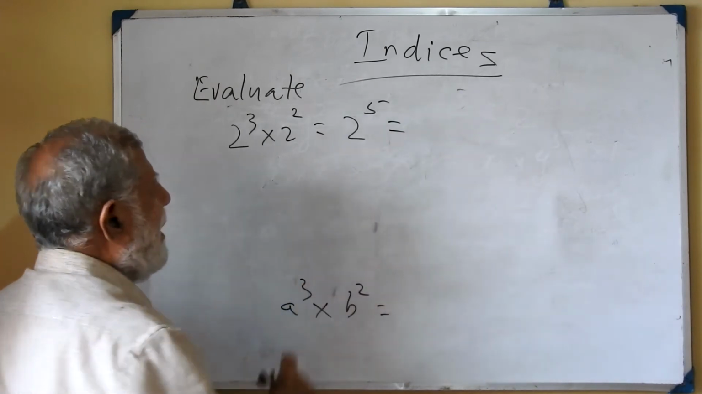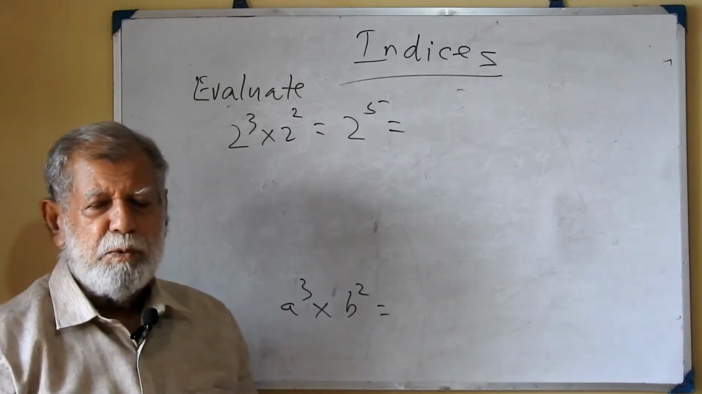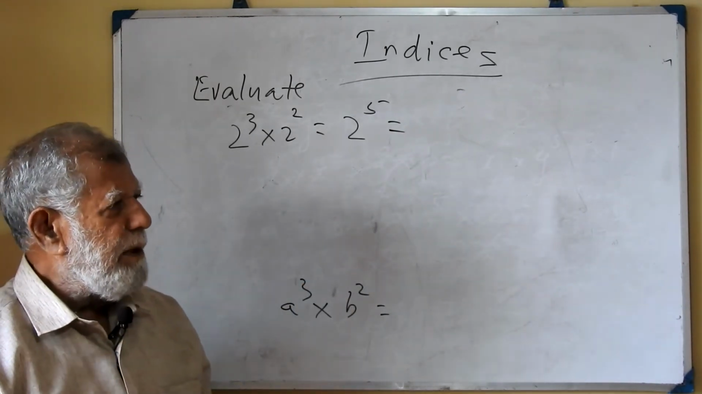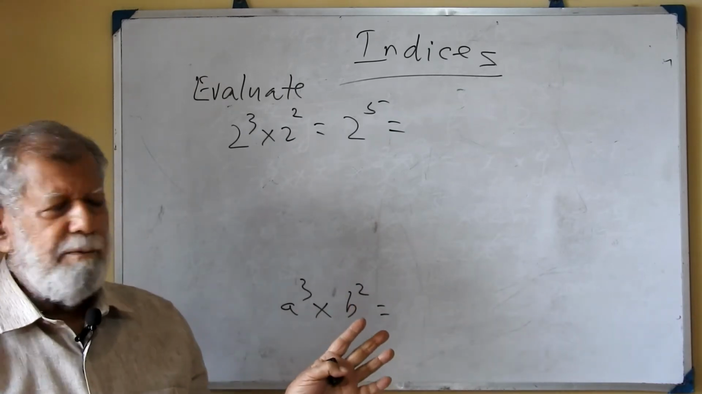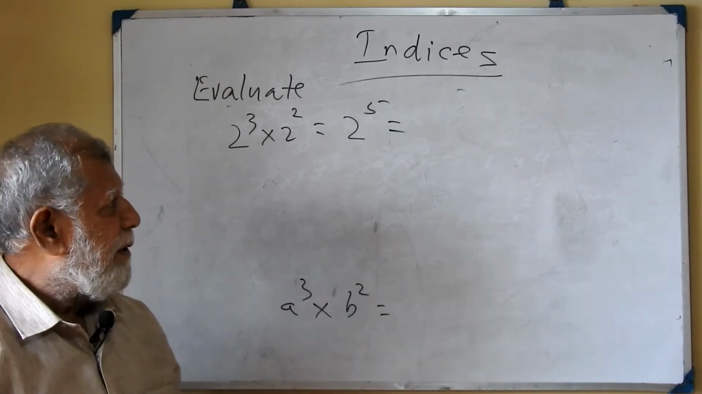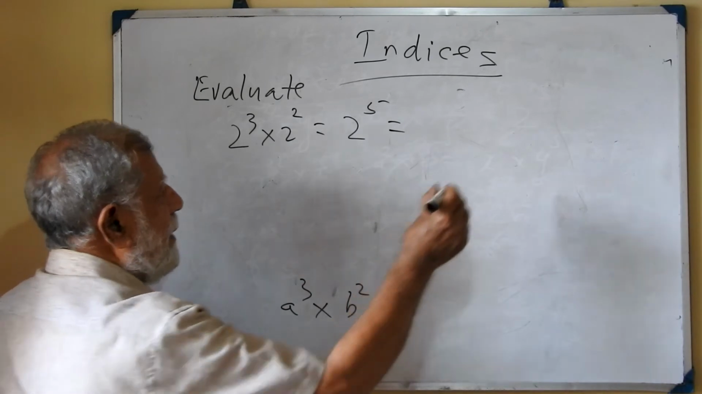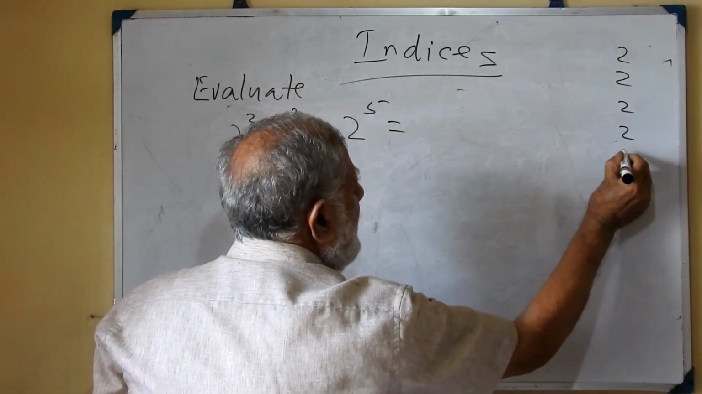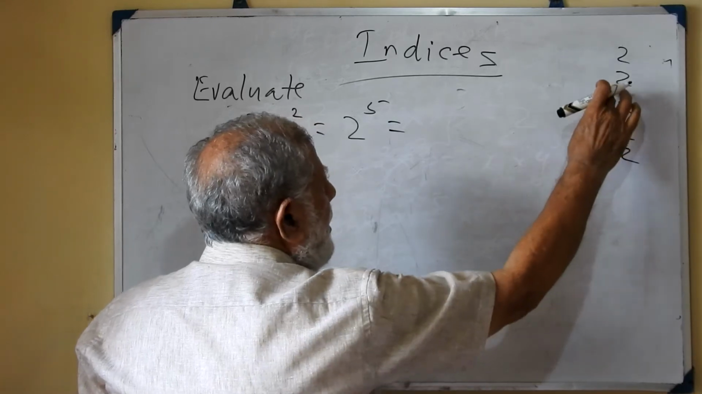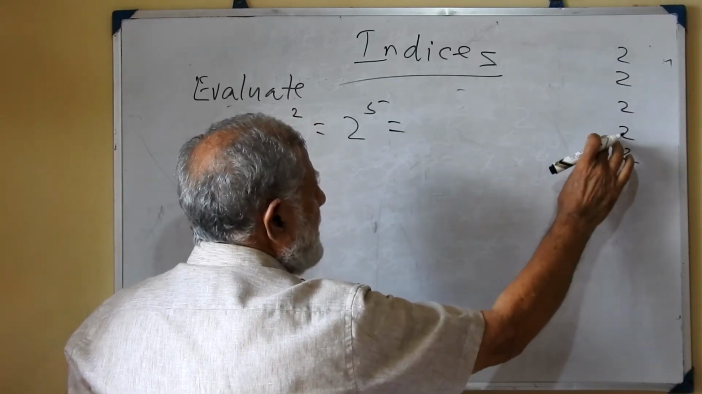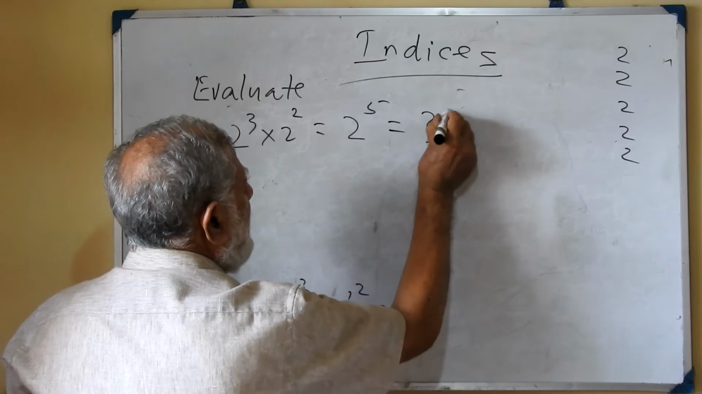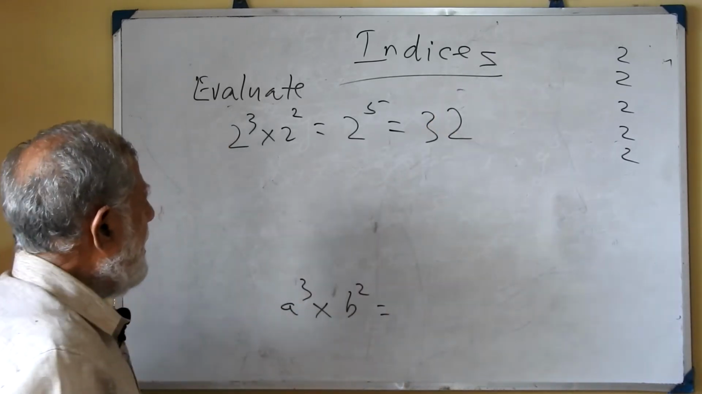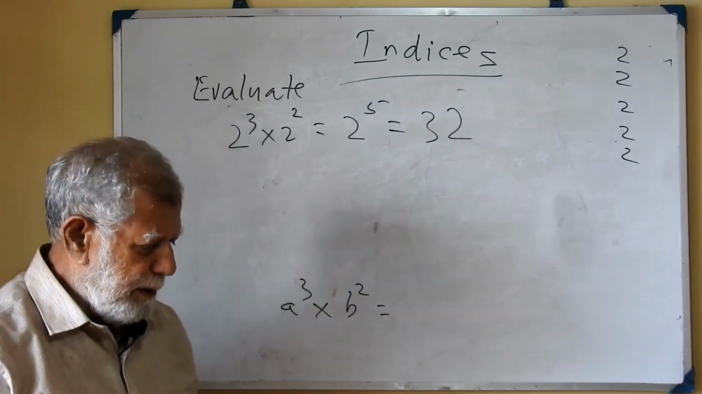Now what is the value of 2 to the power of 5? 2 multiplied 5 times. Now you must memorize some of these values because they come in very often. 2 to the power of 5, you can write down 2's like this and multiply on your hand. 2 times 2 is 4, 4 times 2 is 8, 8 times 2 is 16, 16 times 2 is 32. So better to memorize that 2 to the power of 5 is equal to 32.